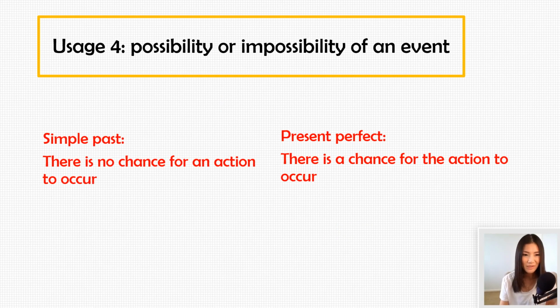The last difference we'll talk about between these two verb tenses is the possibility or impossibility of an event. We are going to use simple past when there is no chance for something to occur, or we're going to use present perfect when there is a chance or when there is a possibility for some sort of action to occur. And this sounds really vague, but I will explain further.